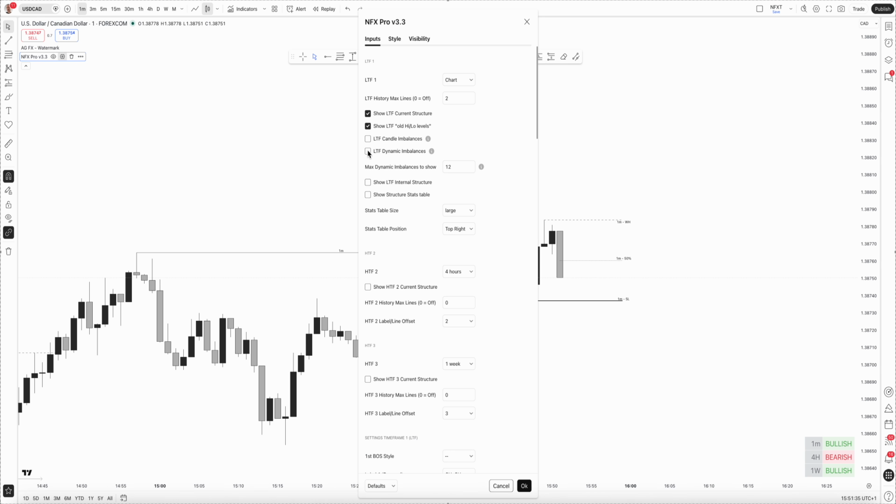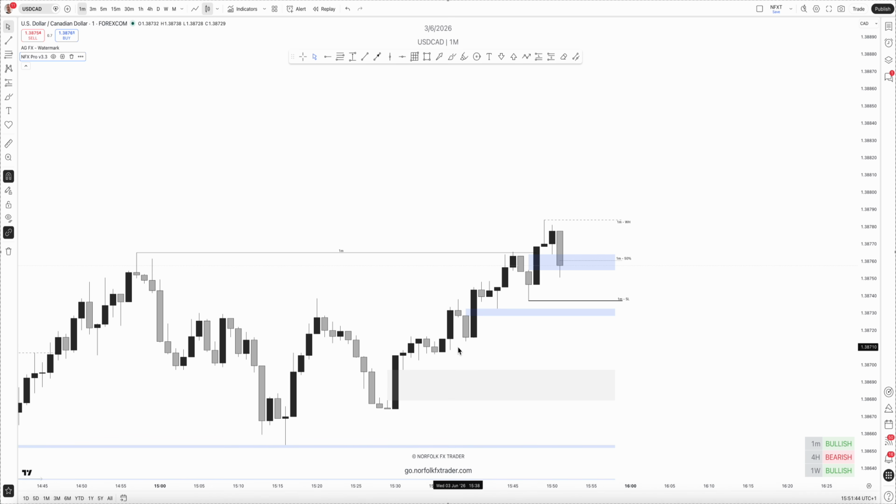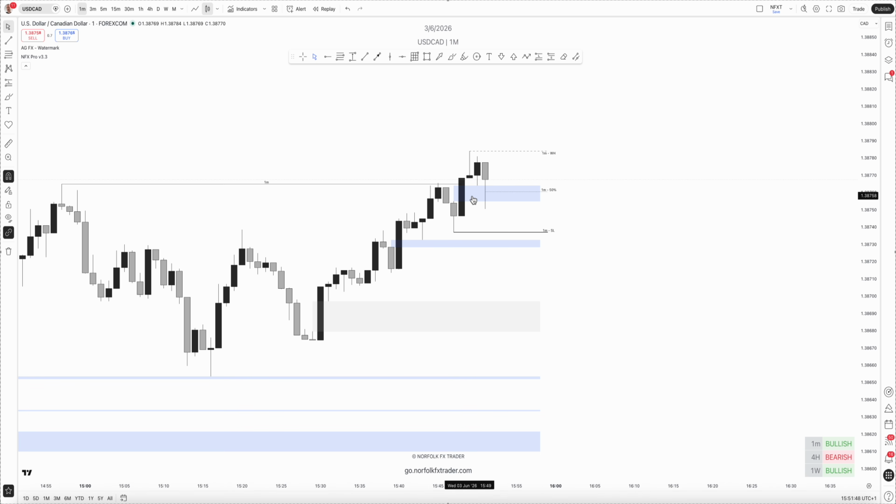I'm going to turn on my dynamic imbalances. You've got candle imbalances and my personal dynamic imbalances. Let's turn on the dynamic imbalances. Now, that is why price is currently reacting at that point in the chart. There is an imbalance sitting right there where we've got potential liquidity on that liquidity gap with orders in the market. So we could see this holding and continue to run upside.